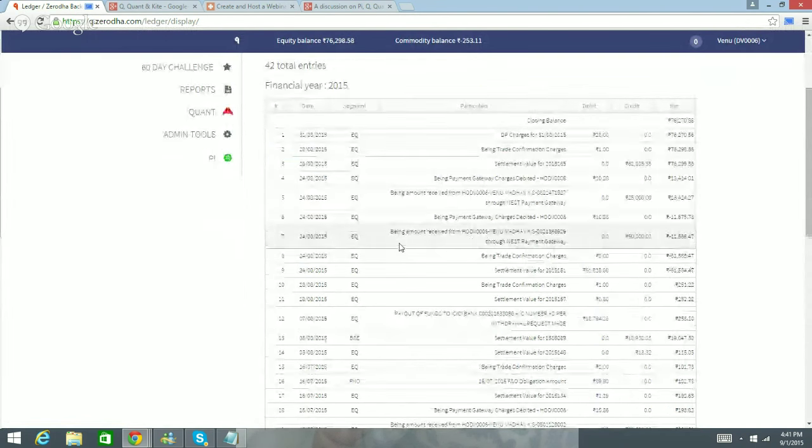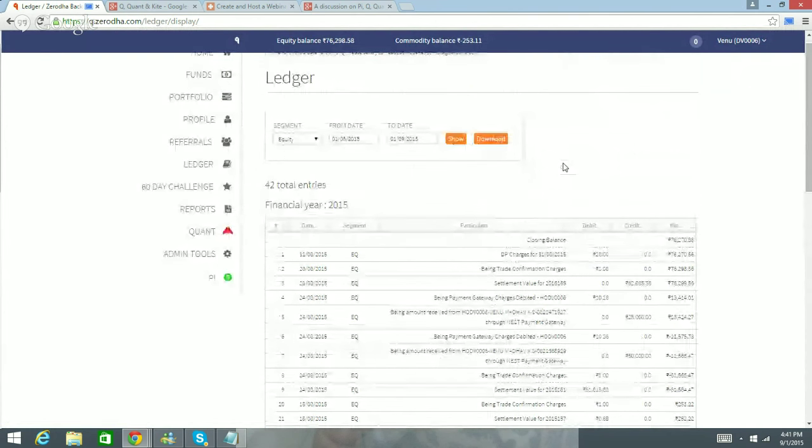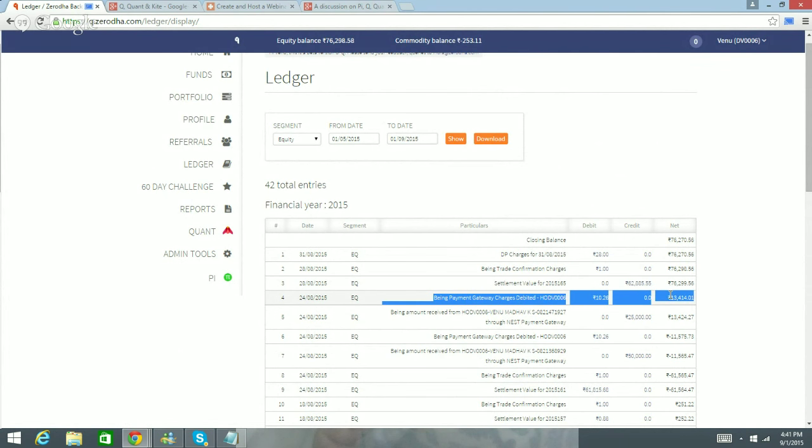So you can basically see all the charges, and I think we are probably one of the cleanest brokers out there. So we call the charges the way it is supposed to be called. A DP charge is called DP charge. This trade confirmation charge is basically your SMS cost charge. There is an option given to every client to actually choose for an SMS. So 1 rupee is charged for every SMS that is sent, right? Being payment gateway charges debited, right? So all kinds of charges.